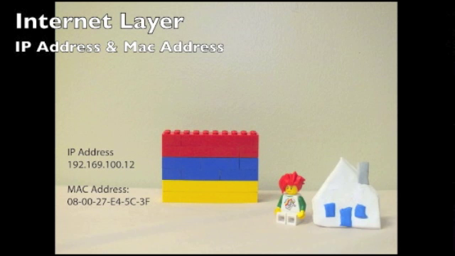IP addresses depend on the network connection and are dynamic. They change as your network changes. MAC addresses are unique to computers and static. Wherever your computer goes, your MAC address will follow.